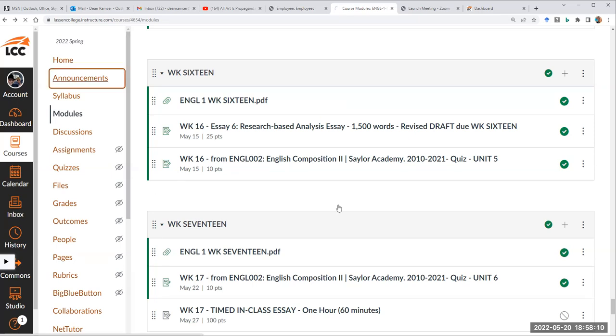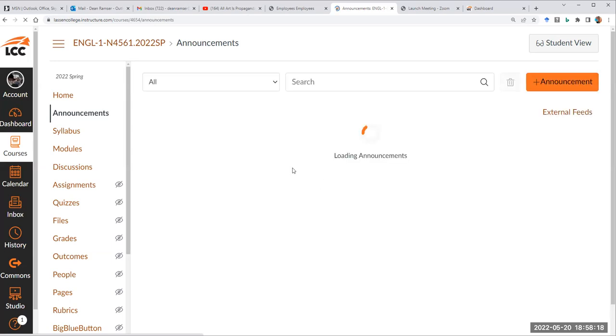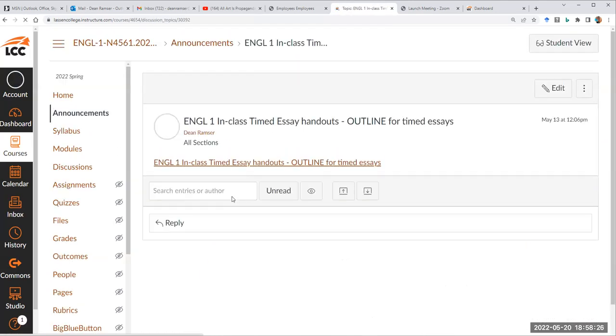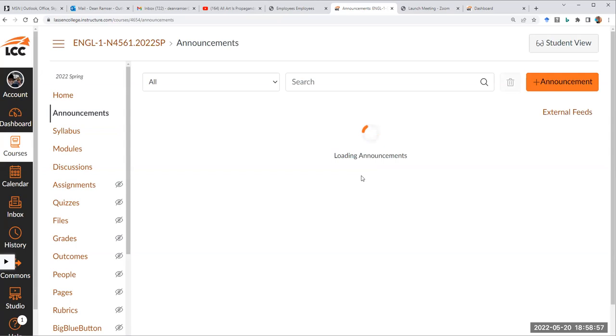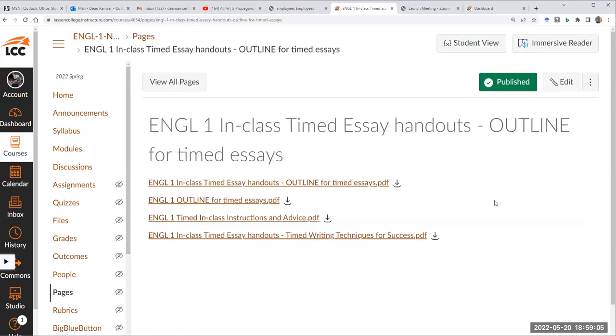Let's open up the announcement from last week for the timed in class essay, which is going to be next Thursday, Friday, and go over that assignment. So hopefully you can see what's loading on the screen. Let's go back and see what's happening. Why is it not loading? There it is. Great. Okay.